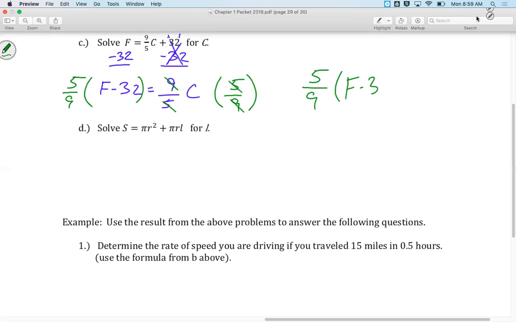F minus 32. So we have 5/9 parentheses F minus 32 equals C. There we go. See, told you can do it.